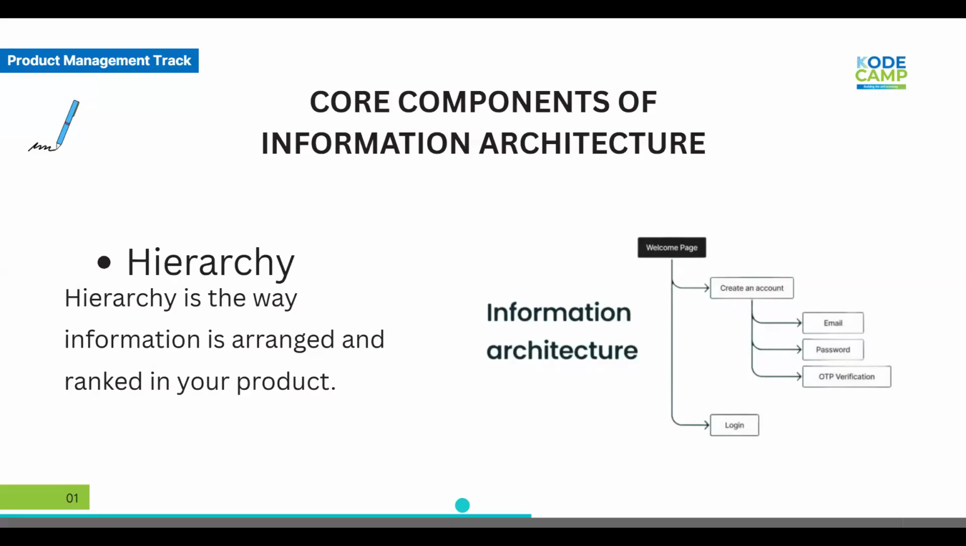The first one is hierarchy. Hierarchy in simple terms is the way information is arranged and ranked in your product. It's how things are grouped, what comes first, what supports what, what depends on what. It's also the structure that tells a user what's important, what's secondary, and what belongs somewhere else.